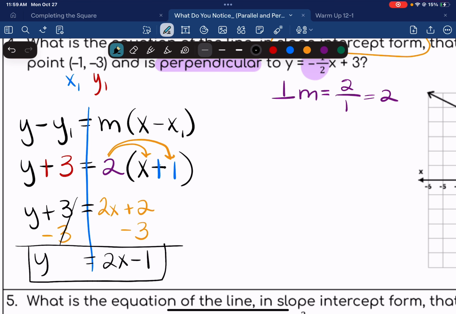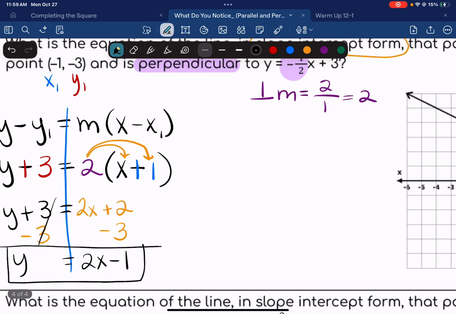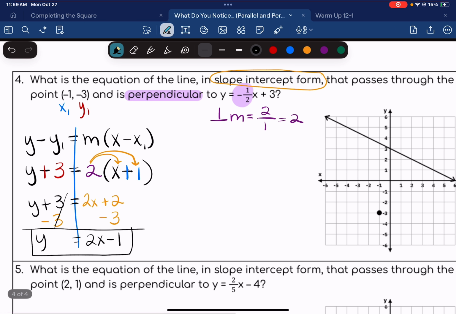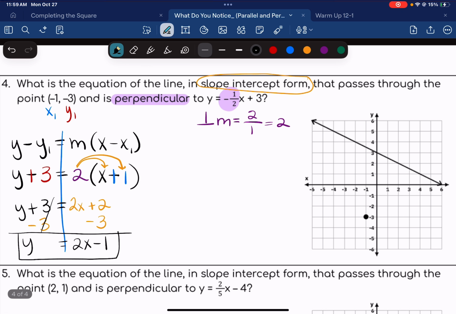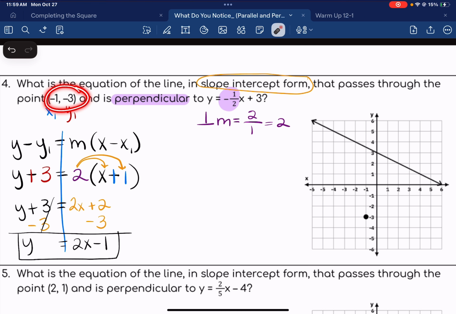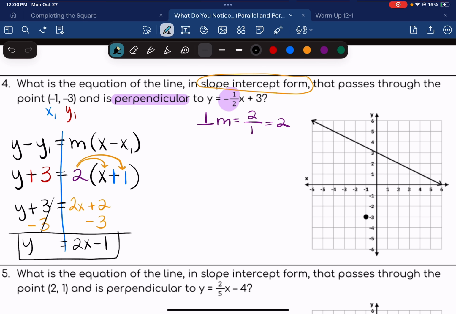Now again, I gave you guys a grid also. We can kind of use both methods to check our work, right? So the point -1, -3 was given. So my x value is -1, my y value is -3, so there is our point. And we know our slope is 2 over 1. 2 over 1, that just means we go up 2 and to the right 1.